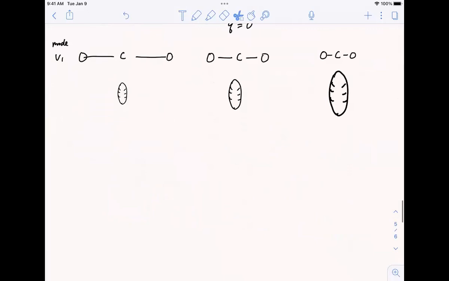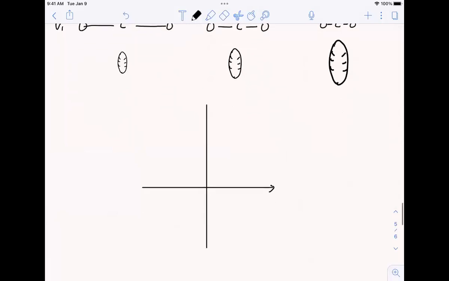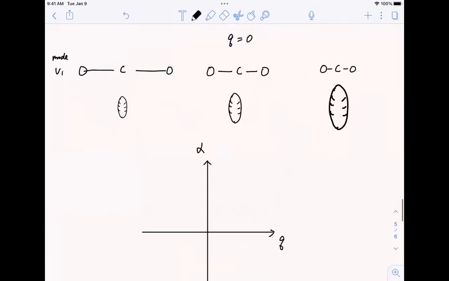Then what do you get? Now you plot alpha as a function of Q. At the beginning, Q is equal to 0. You have a certain value here, and a certain value here. Then here you get bigger, there you get smaller. So you just go like this, get smaller. If you do it continuously, you expect to get something like this.